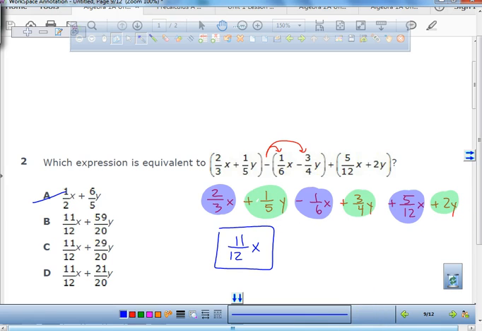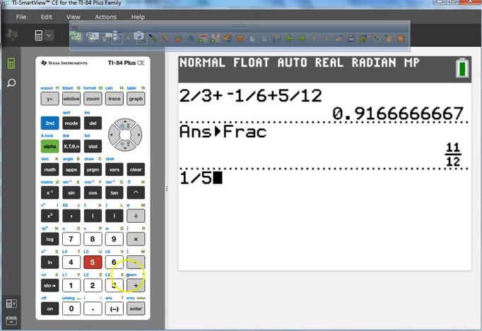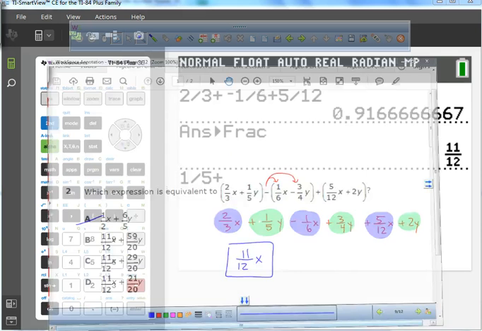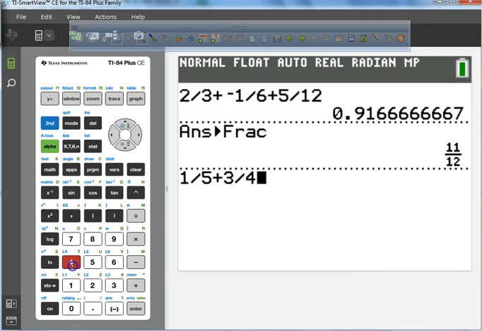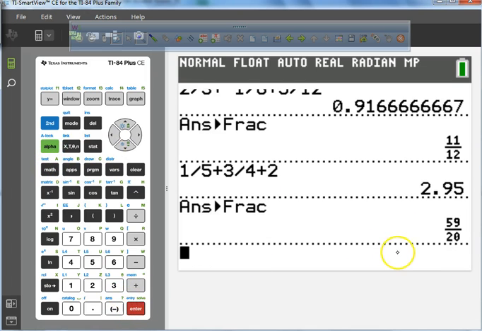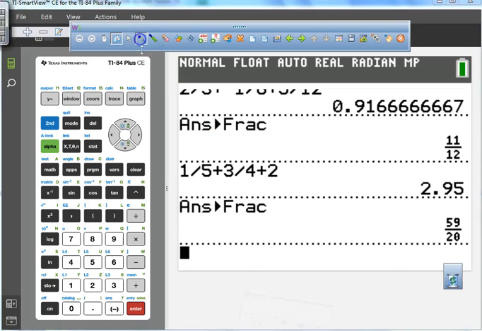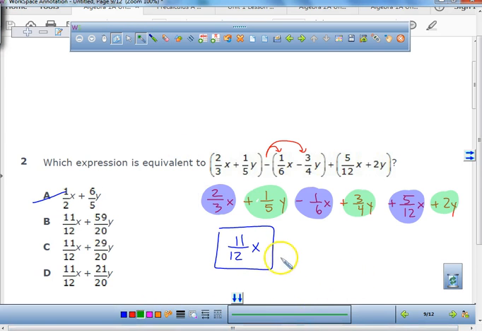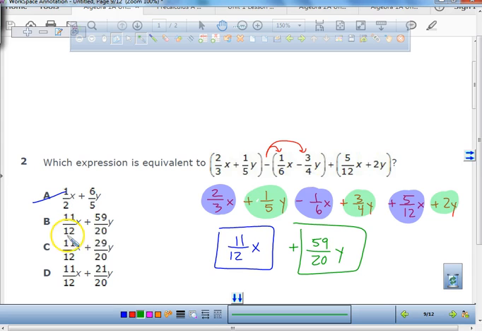All right. So here we go. 1/5 plus what? What's next? 3/4, right? 3 divided by 4 plus what? 2. Press enter, and it says 2.95. But what do I have to do? Math, enter, and bam, 59/20. So plus 59/20 y. And oh my goodness gracious, that's not it. That's not it. This is totally it.